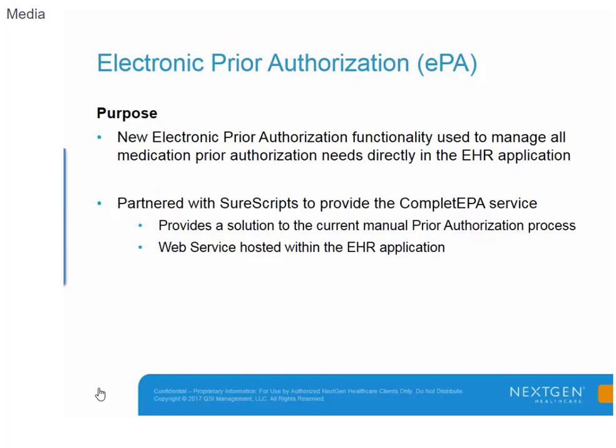The new electronic prior authorization functionality is basically used to manage all medication prior authorization needs directly in the EHR application. And what we've done is we've partnered with SureScripts to provide their service they call Complete EPA. This provides a solution to the current manual process that many of your organizations are already having to endure. Basically, what you'll see is that this is a web service that's hosted within the EHR application and also interacts with other functionality that we already have in the EHR.